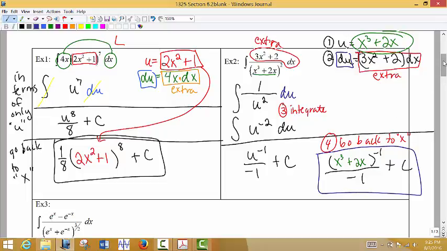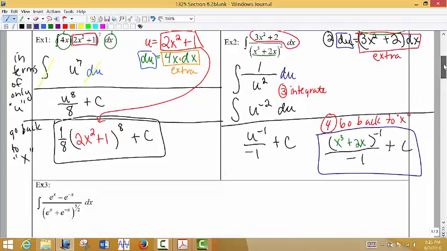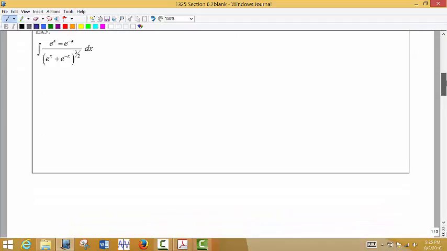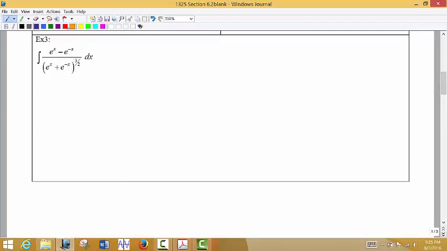Okay, they look a little bit more complicated than they actually are if you just go step by step and use the hint for what u should be. All right? So for example 3, it looks really crazy. But the first step is to figure out what you should let be u. Okay, so that's our first step. Take it piece by piece.